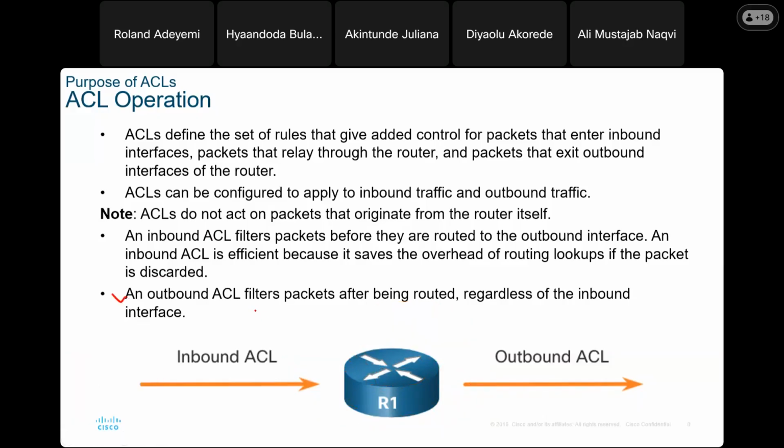And then an outbound ACL, which is the one on the other side, filters packets after being routed, because the router must have decided where to send the packet to, regardless of the inbound interface. So if you create your access list and you decide to apply it on the outbound interface, you have overworked your router. You've given the router extra work.